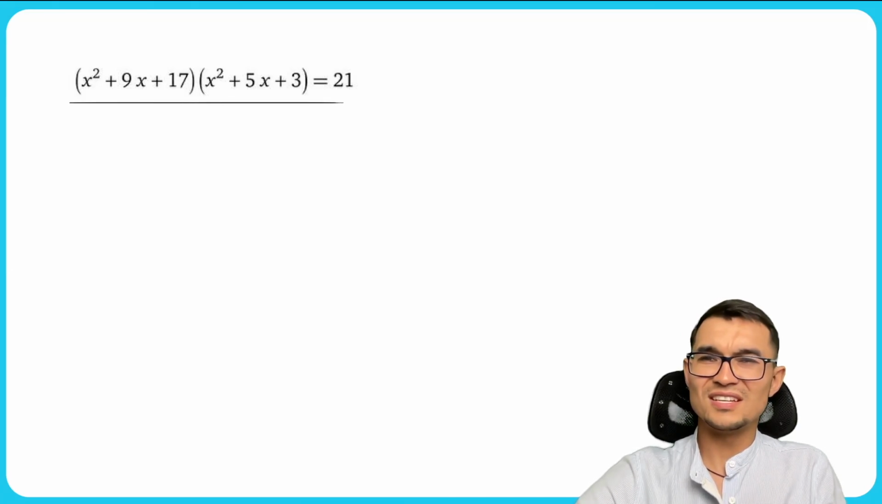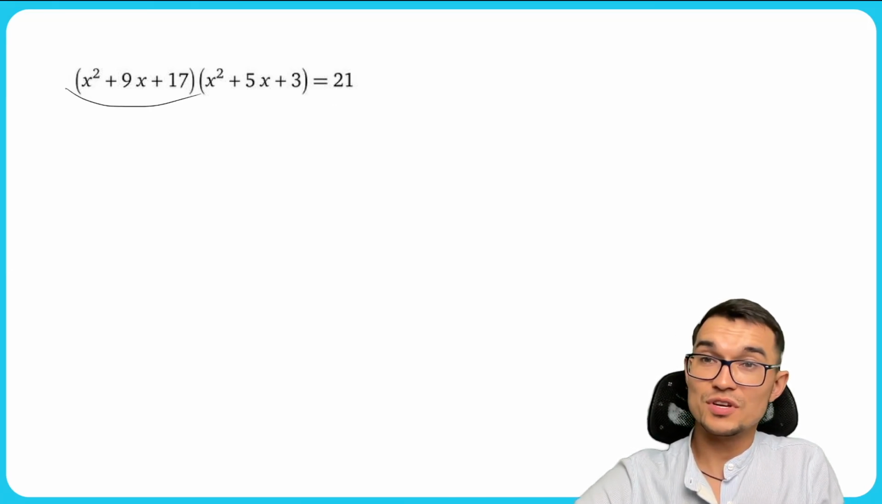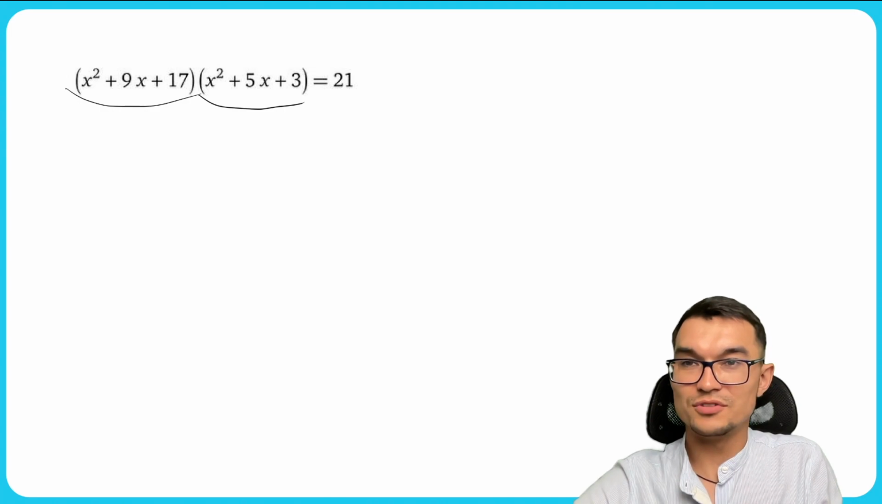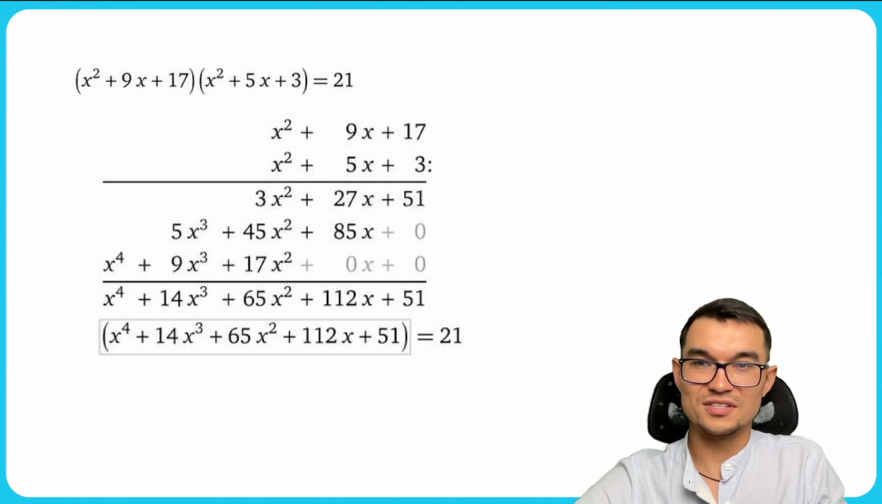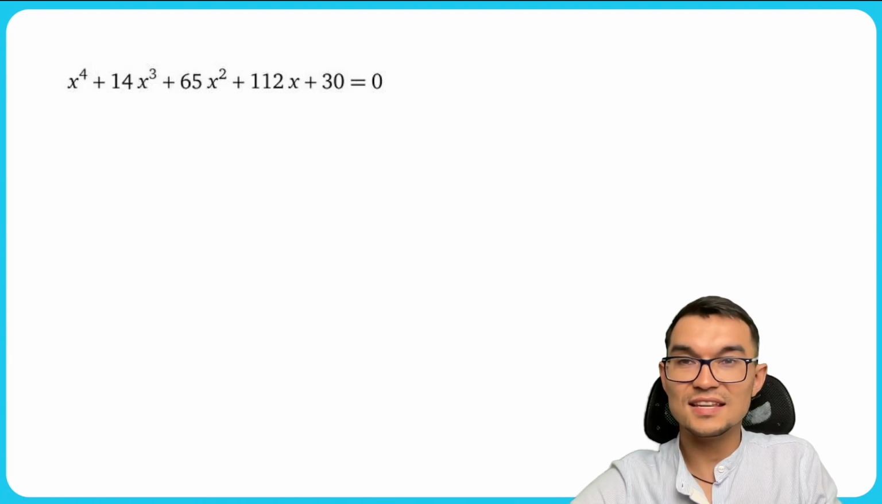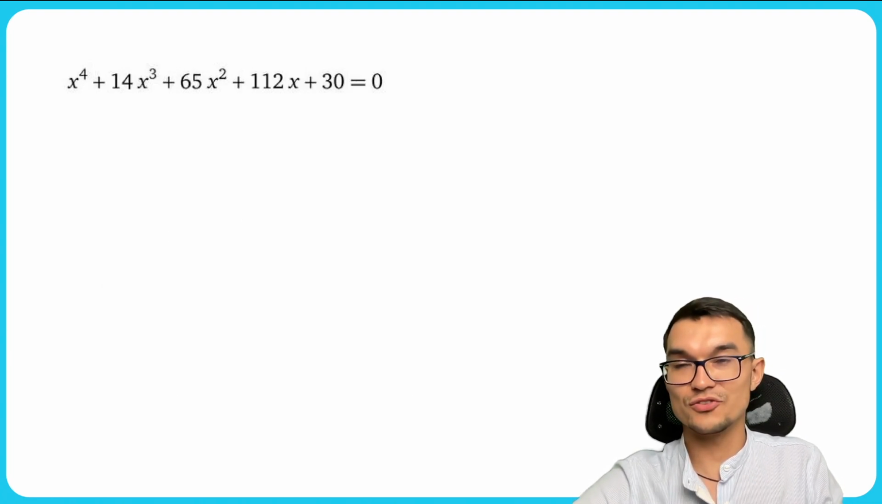Why is that even a difficult problem? Well, because if we try solving it the usual way, then we have to expand the left-hand side, which means that we have to multiply these two quadratic trinomials, which is a difficult task itself because it looks like that. And after we have done that, we are left with an equation which looks like that, and now we have to try and guess the roots of that equation.